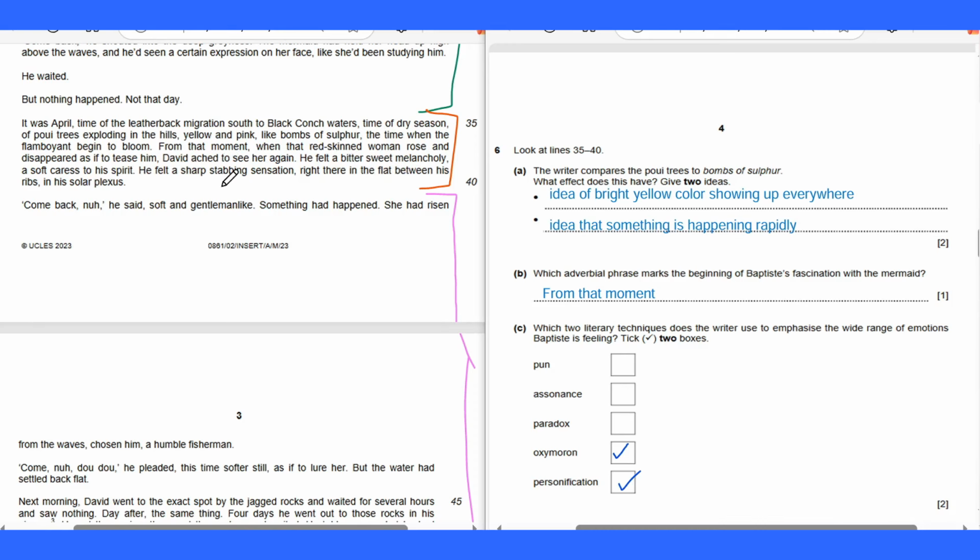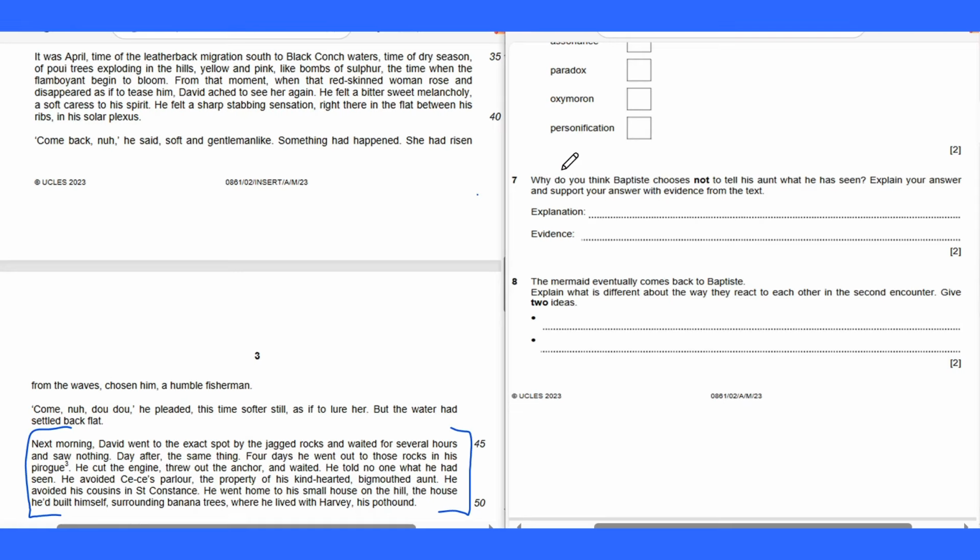Okay, let's move on. Question 7. Why do you think Baptiste chooses not to tell his aunt what he has seen? Explain your answer and support your answer with evidence from the text. Explanation, evidence. So we see in the paragraph after question 6, that is from here up to here. Let's check out 10 seconds.